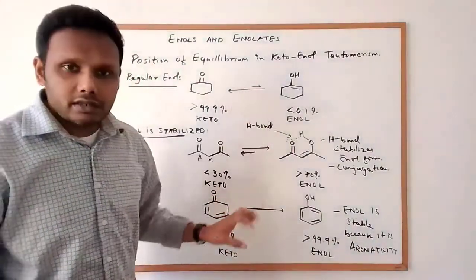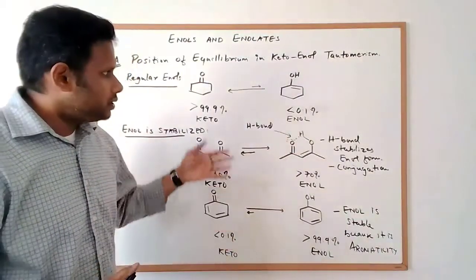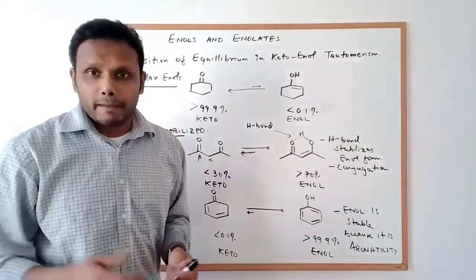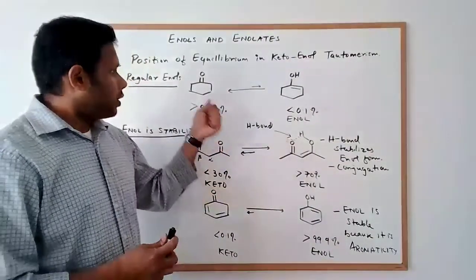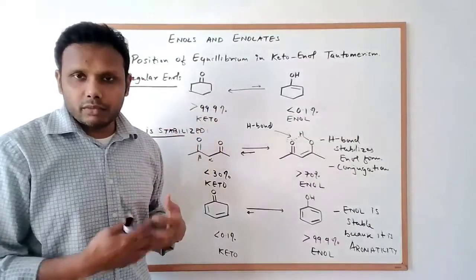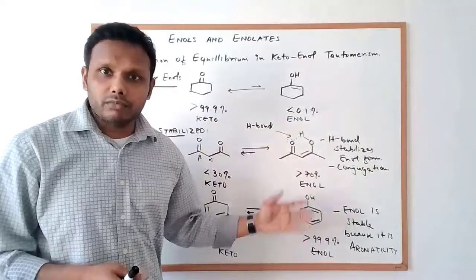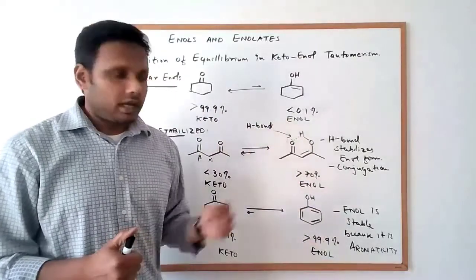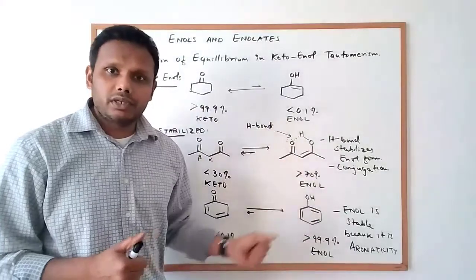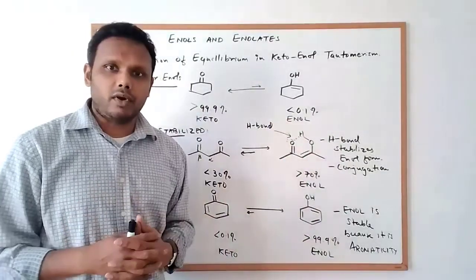So what you see here is that there is a wide variation in terms of the stability of the keto form versus the enol form. For most compounds, although the keto form is the favored form at equilibrium, there are situations where the enol form could be favored. And it all depends on how much the enol form is stabilized when it is present in that particular form.